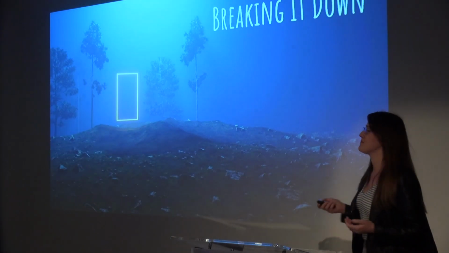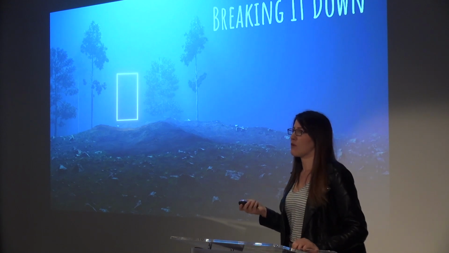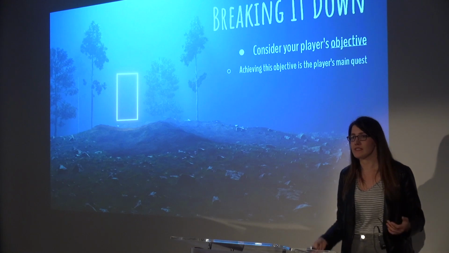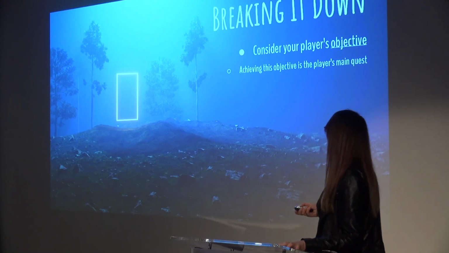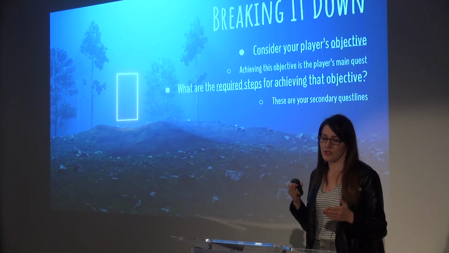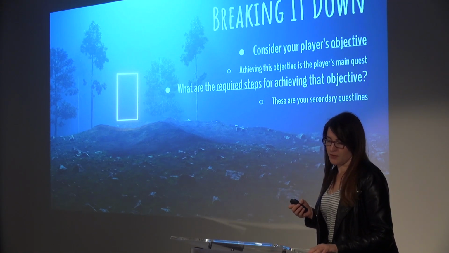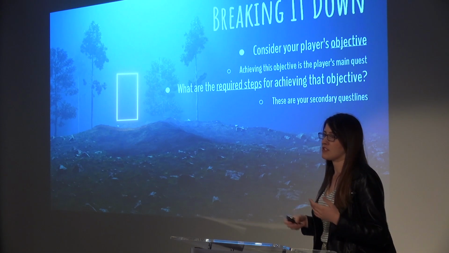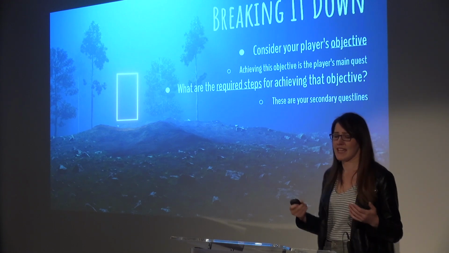So let's break it down. When we are creating our quest, and let's go with our main quest first, the first thing we need to do is consider what the player's objective is, because achieving this objective is going to be our main quest. And to do that, we need to break it down. So what are the required steps from getting from step A to step B? So for example, for Geralt of Rivia, he wants to find his surrogate daughter because she's in danger from the wild hunt. So what are the steps he needs to take to do that?